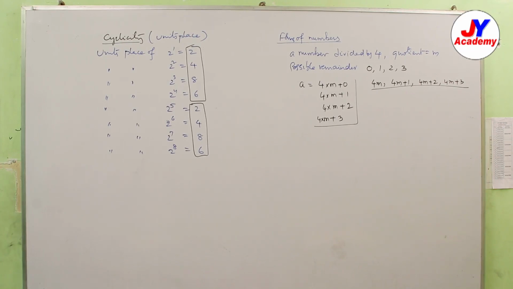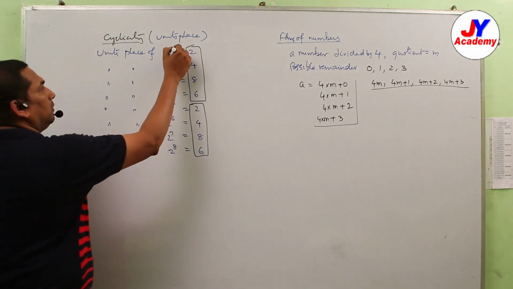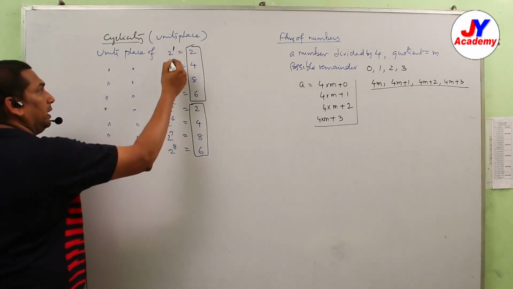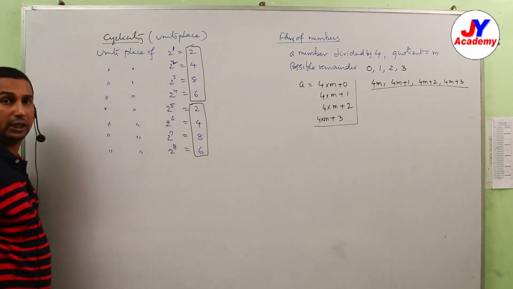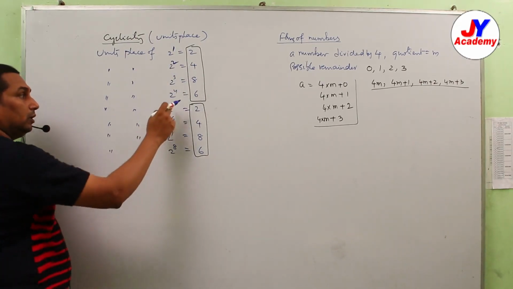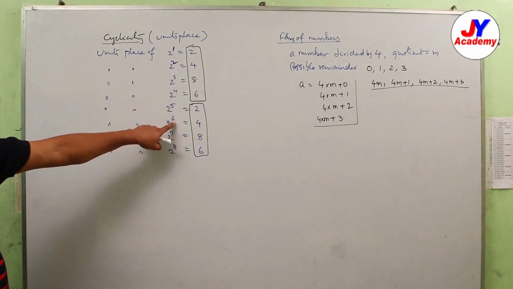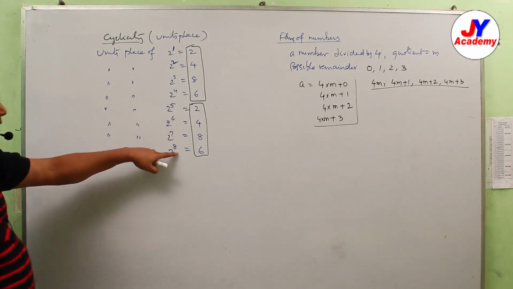So now see, 1 divided by 4, remainder 1. 2 by 4, remainder 2. 3 by 4, remainder 3. 4 by 4, remainder 0. 5 by 4, remainder 1. 6 by 4, remainder 2. 7 by 4, remainder 3. 8 by 4, remainder 0.